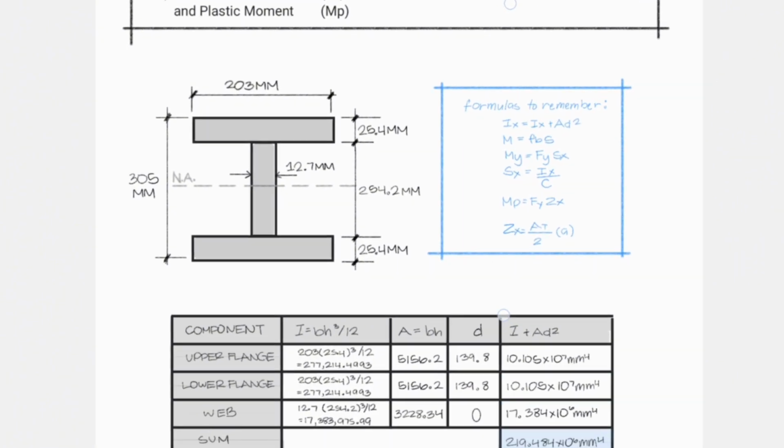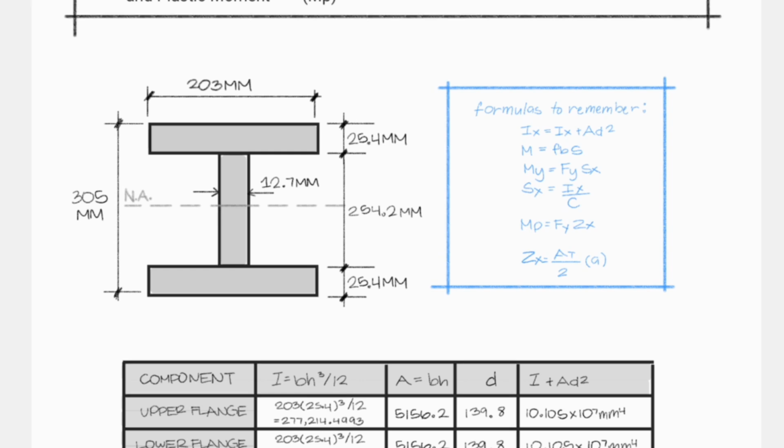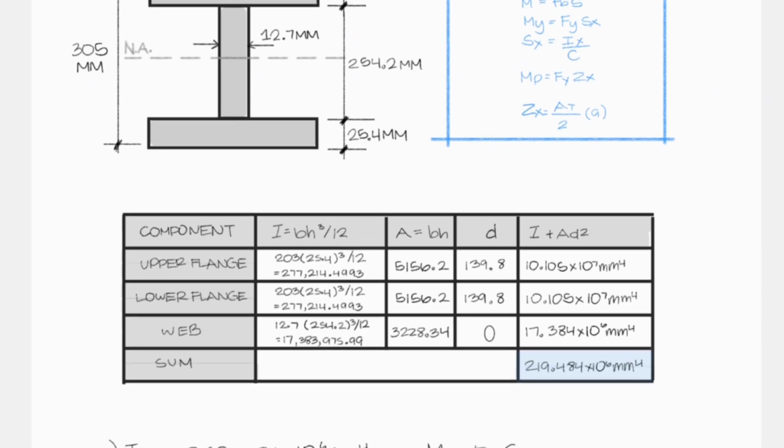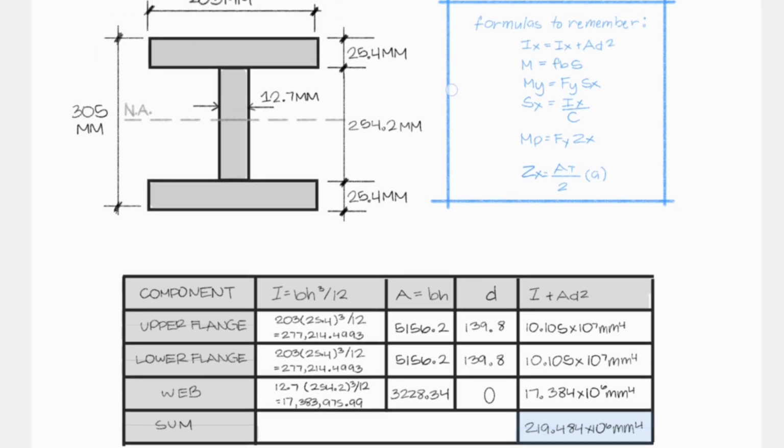So to start solving, we have these formulas to remember to guide us in our solving journey. We also have a table to help us solve things easier and faster. So first we have to divide our beam into three different areas, three different components, which is the upper flange, the second area, which is the web, and then the third area, the lower flange.